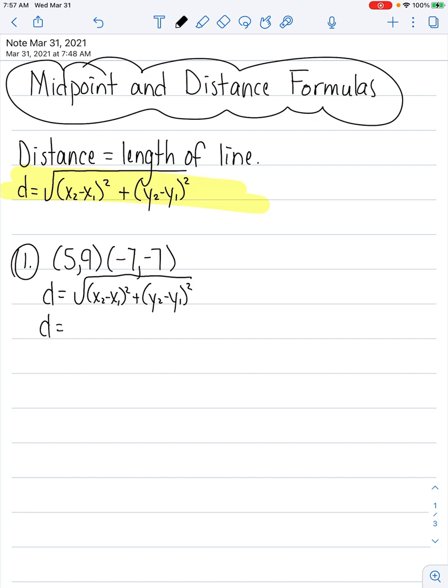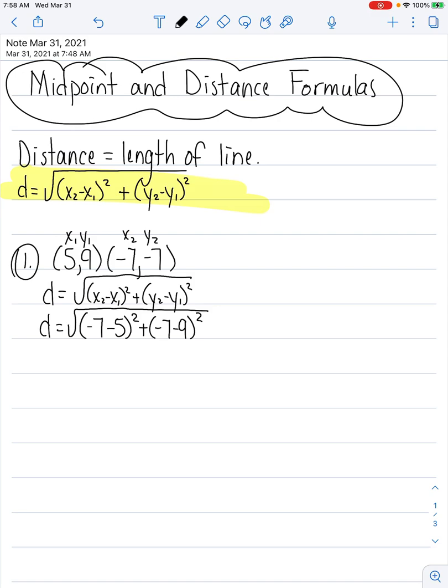So where do I get my values from? From my 2 points. 5,9 is your first point, so this is your first x and your first y. -7,-7 is your second point, so this is your second x and your second y. So let's plug these in. D, or distance, equals the square root of -7 minus 5 squared plus second y is -7 minus my first y, which is 9 squared.